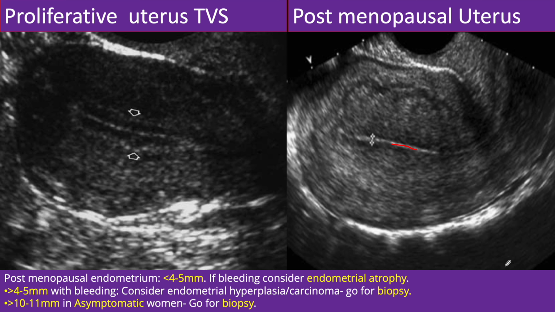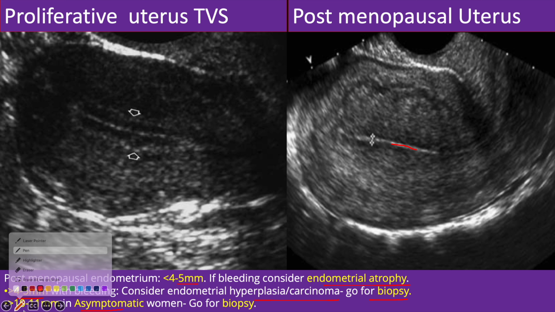If a postmenopausal woman presents with bleeding and the endometrial thickness is under 5 millimeters, the most common cause is endometrial atrophy. However, if the thickness is over 5 millimeters, consider endometrial hyperplasia or carcinoma and a biopsy is advised. For asymptomatic women, a biopsy is generally recommended if the endometrium exceeds 10 to 11 millimeters.